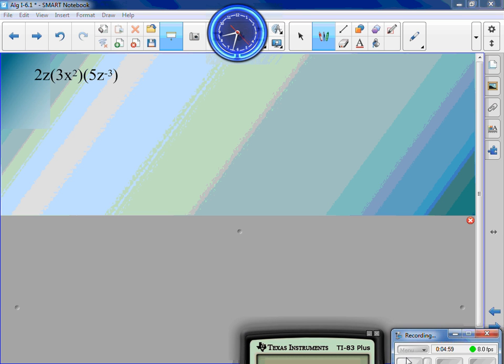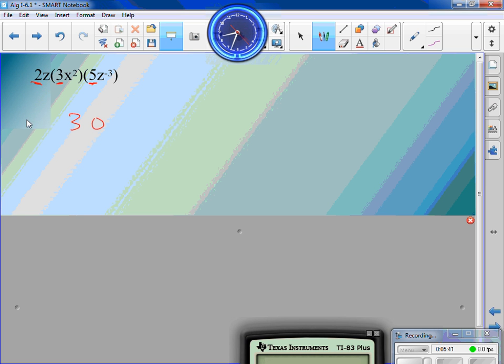I have this problem here. I have 2z times 3x squared times 5z to the negative third. These are the types of problems we're going to be looking at. First thing you do is keep the coefficients together. Numbers that are out front stay out front together. So I have 2 times 3 times 5. What's 2 times 3? 6 times 5. 30. So I'm done with the coefficients.